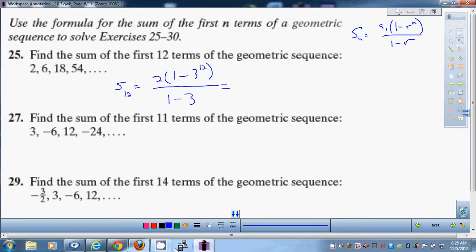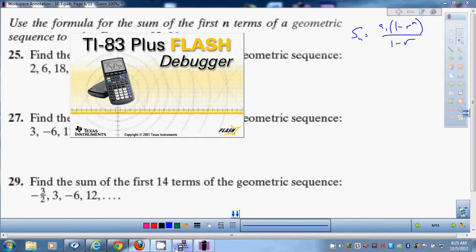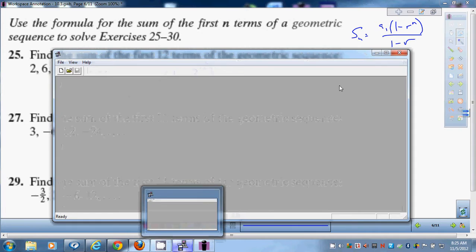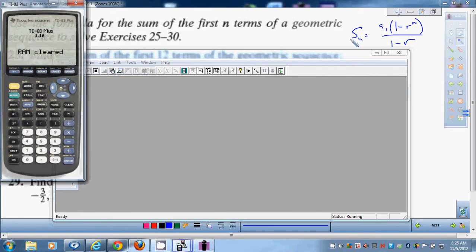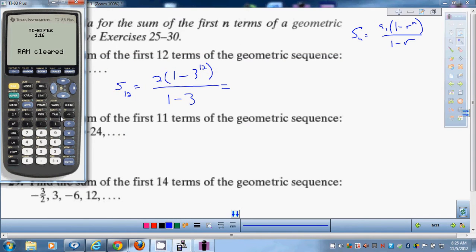Yikes. I'm about to boot up the old calculator myself. So 2 times 1 minus 3 to the 12, divided by negative 2. I'm getting 531,440. Somebody get something different than that? Sweet.